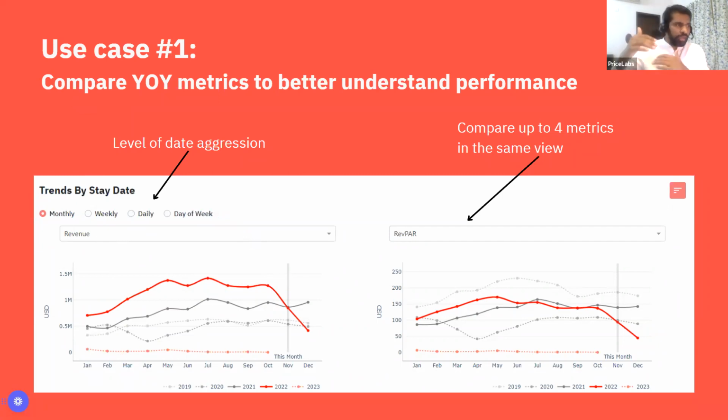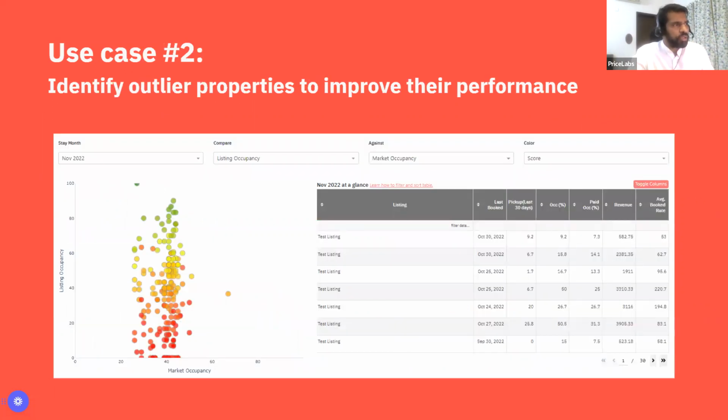And so you can see, hey, this year I'm doing better in terms of revenue, but maybe not as good in terms of occupancy, that kind of analysis, so that you understand what's happening with your properties. We have this bubble chart, which, like I said, is a more advanced usage, where you can see what's happening with your properties in comparison to either the market or something else. And there's a lot of data that's packed into this bubble chart, and people use it very, very differently.